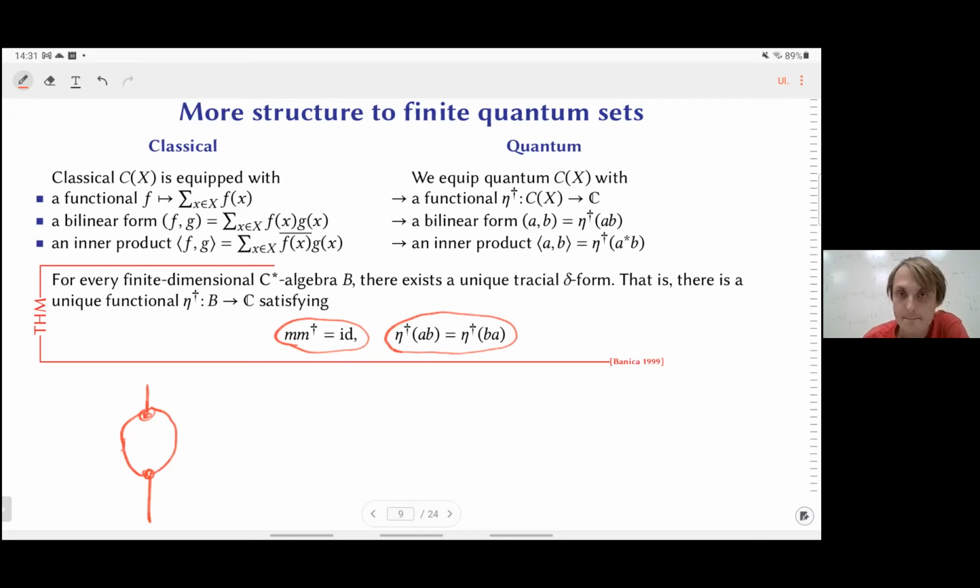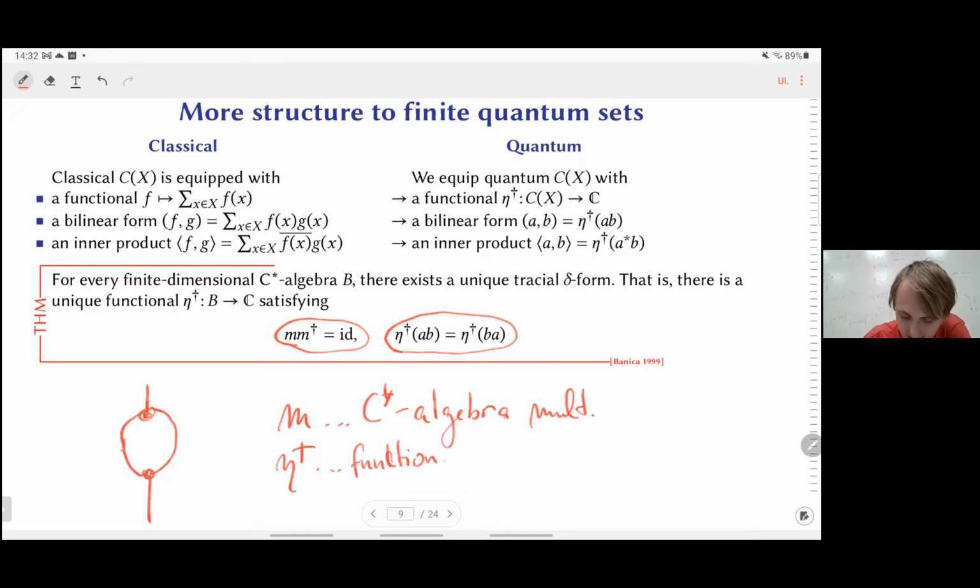Daniel, I'm sorry, there is in the theorem an M and an eta. Are both the eta and M there, or did I miss something? Okay, yes, I should have said. This M is the C-star algebra multiplication, and this eta dagger is the functional. And there is no compatibility between them. I didn't say what M dagger is, I should have said that.